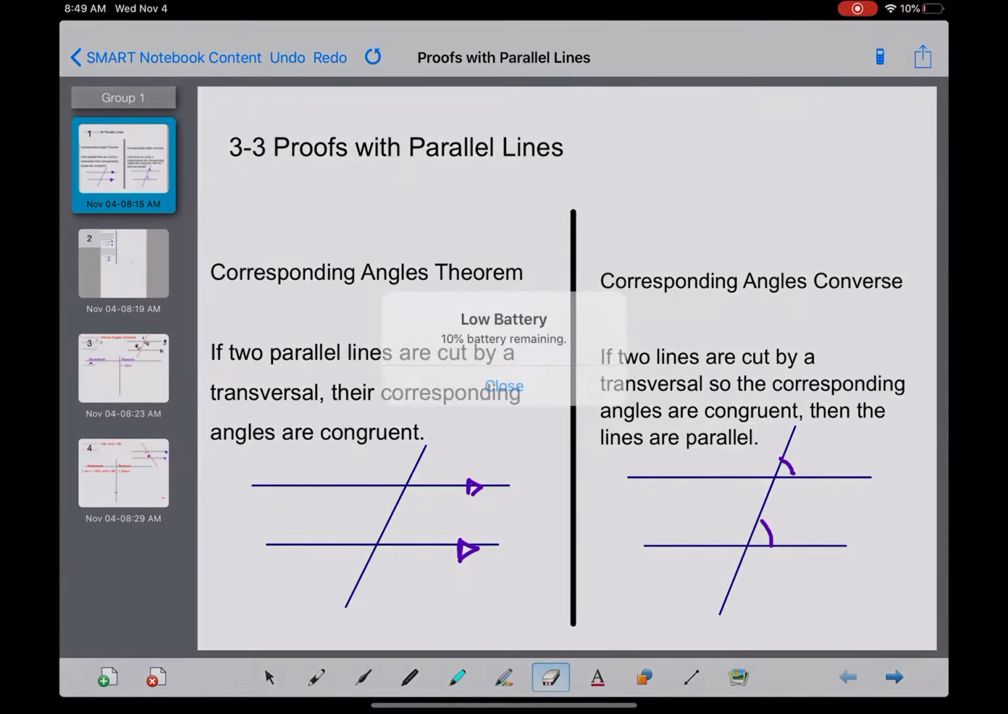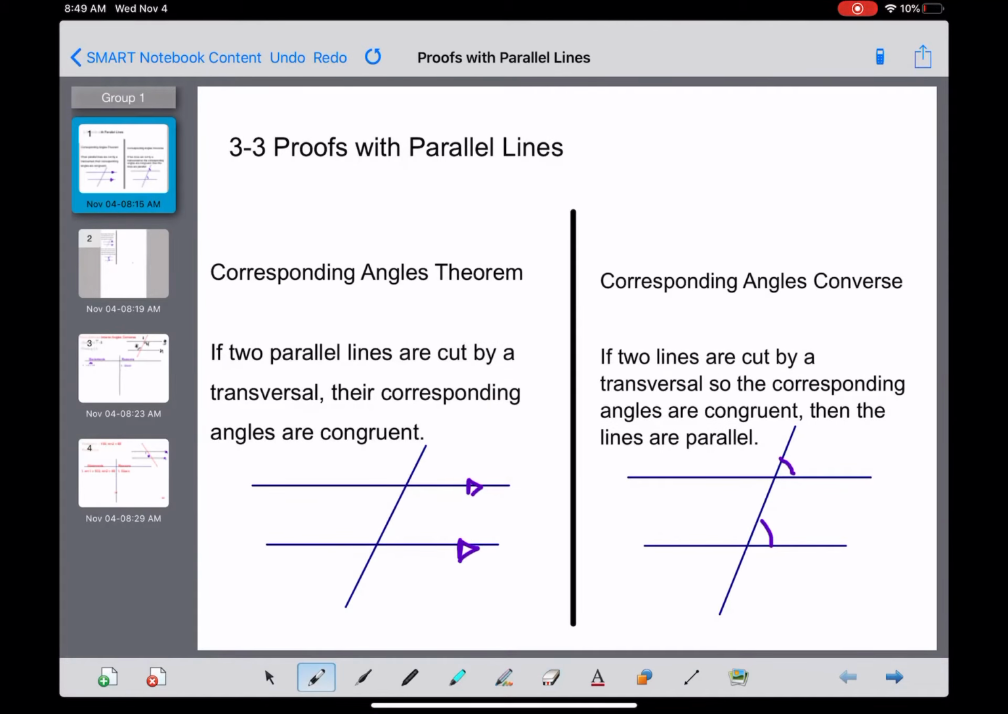So in 3.2, we learned the corresponding angles theorem, which states if you have two parallel lines, then the corresponding angles are congruent to each other. The converse of that is also true. So it's reversed. We're actually starting off with two corresponding angles that are congruent. If they are congruent to one another, then we can conclude that the two lines are parallel.